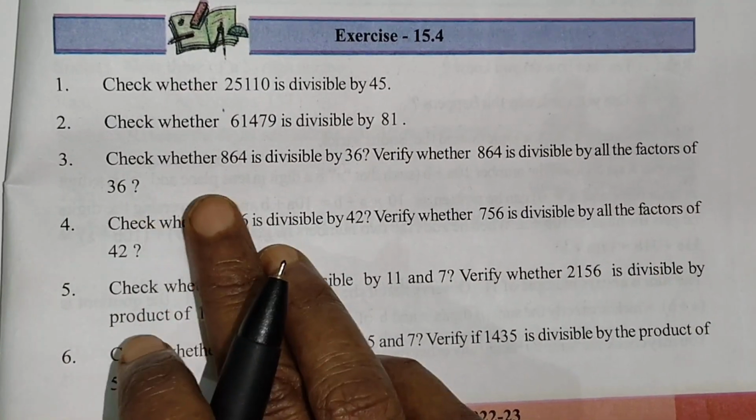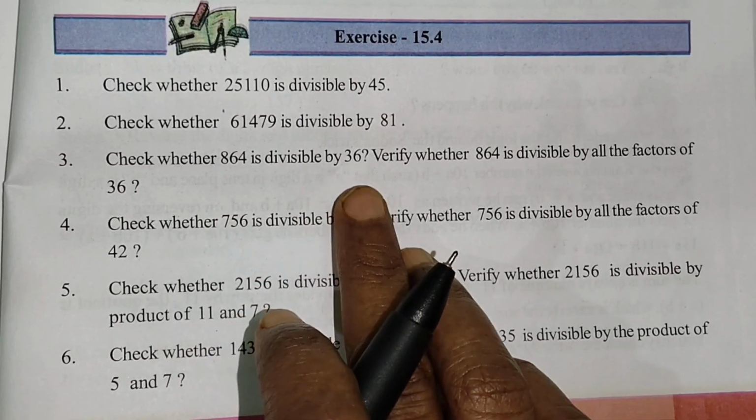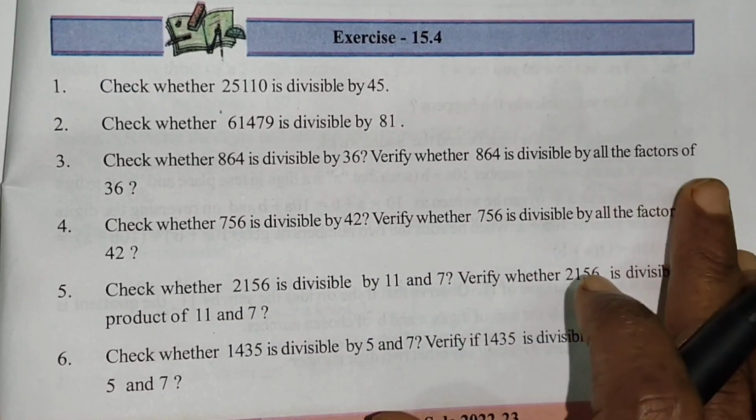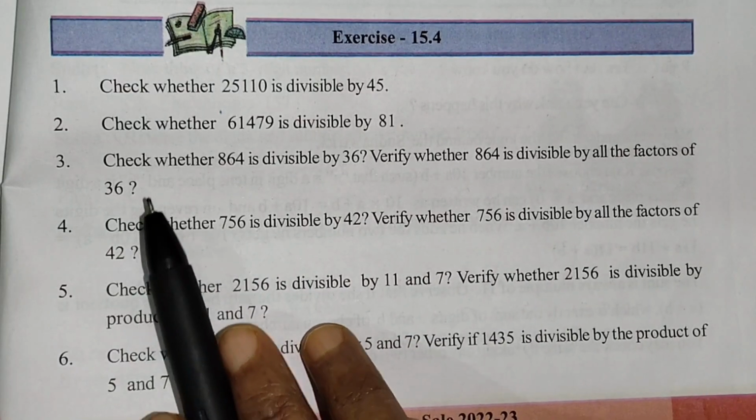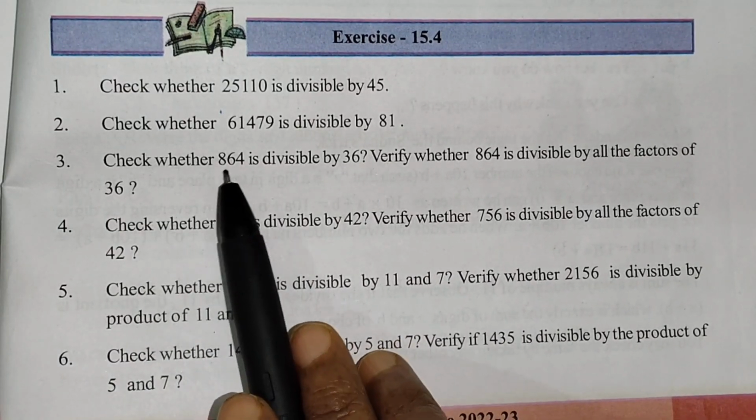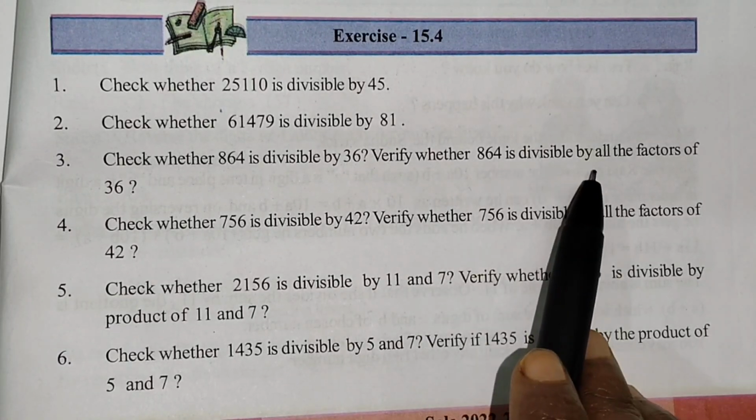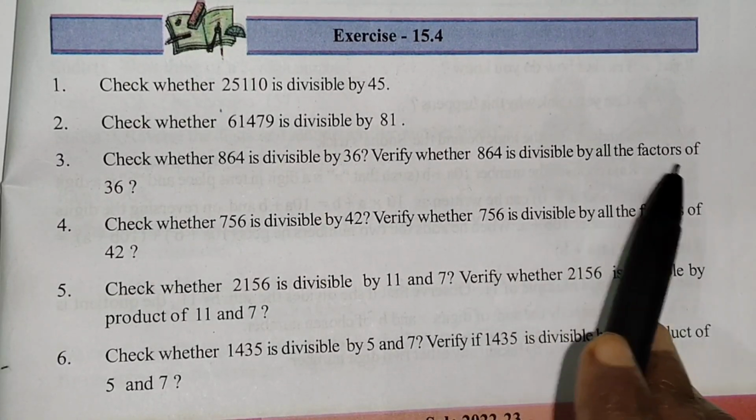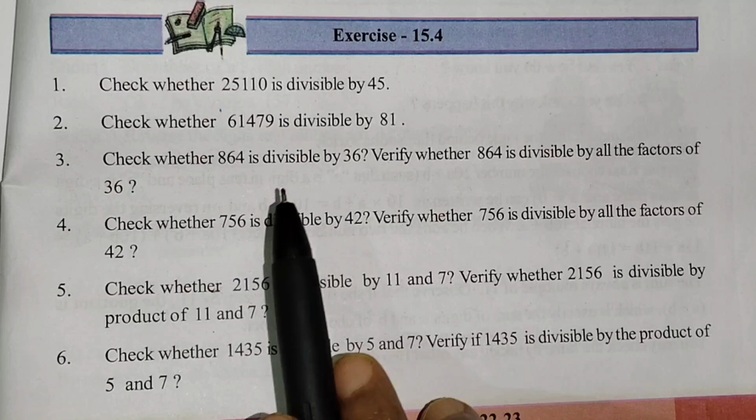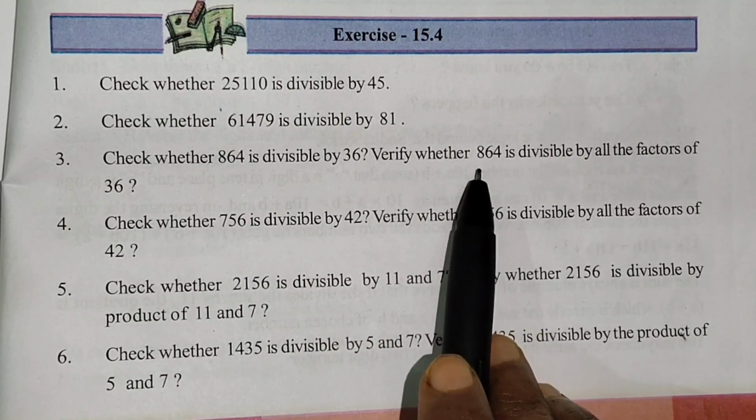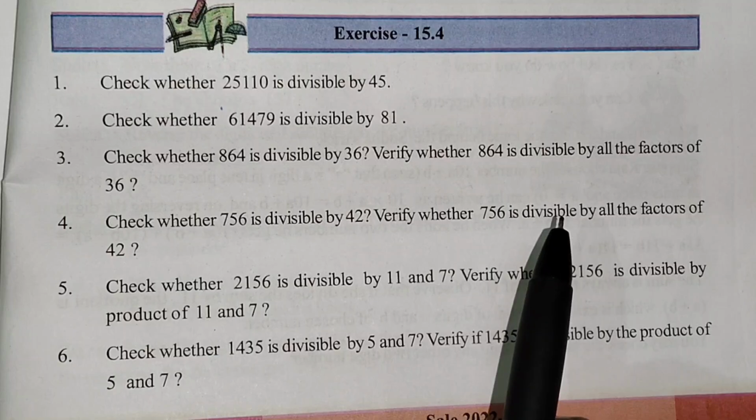Next, third question. Check whether 864 is divisible by 36. Verify whether 864 is divisible by all the factors of 36. So we verify the divisibility by all the factors of 36. So we write the factors and verify the divisibility rules for this number 864.